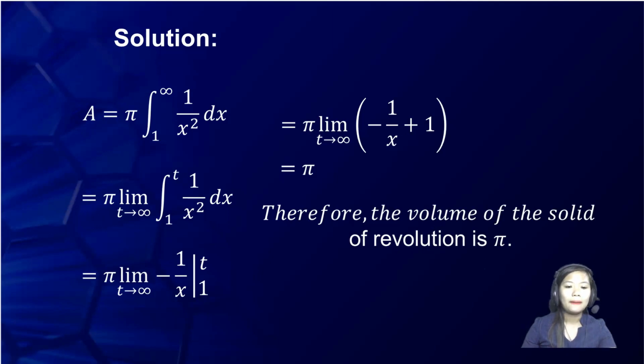Then, getting the integral of this function, we have negative 1/x from 1 to t. Then, getting the difference of the upper and the lower limits, we have negative 1/t plus 1. When we simplify that, we have π. So, as the conclusion, the volume of the solid of revolution is π.